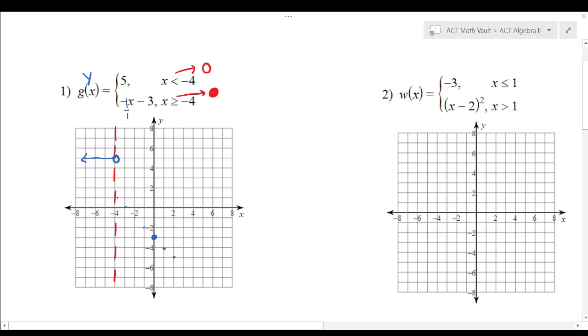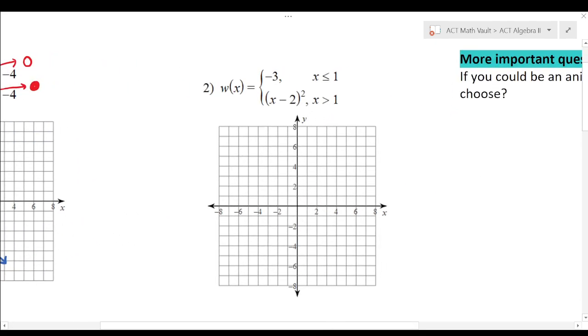So now I want that line only when, if I kept drawing it, it'd be like this. I want that line only when x is greater than or equal to negative 4. So right here is where it crosses that dotted line. And I'm just going to draw the rest of my line that way. Notice it includes the negative 4, so I need a closed circle. That's my final answer. That is graphing the piecewise function.